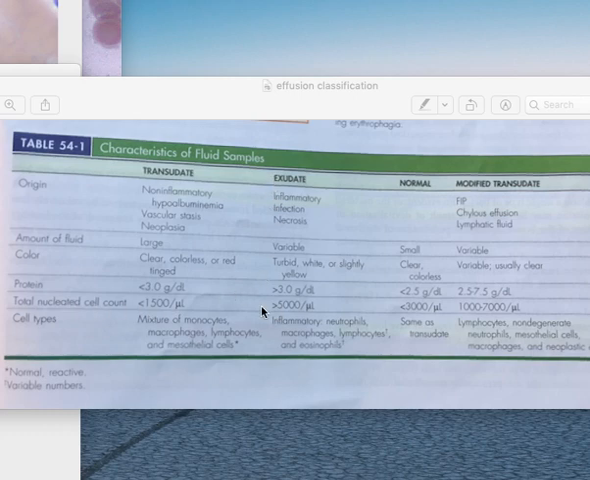Total nucleated cell count. This I know is giving you numbers, but a lot of times you're just going to look at it and you're going to say, wow, there's a lot of cells here, or there's really not very many cells. We'll talk about cell types later.